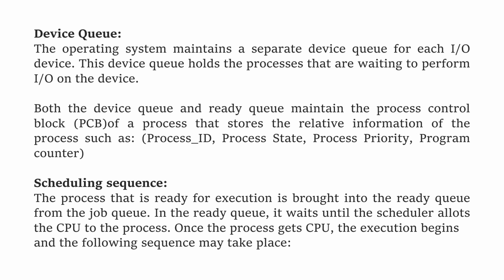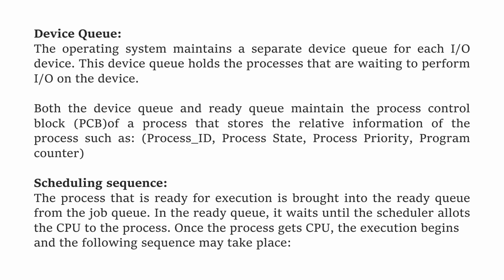Both the device queue and ready queue maintain the process control block, that is the PCB, that stores relevant information like the process ID, process state, process priority, and the program counter. Program counter, we know, is a register in the CPU.